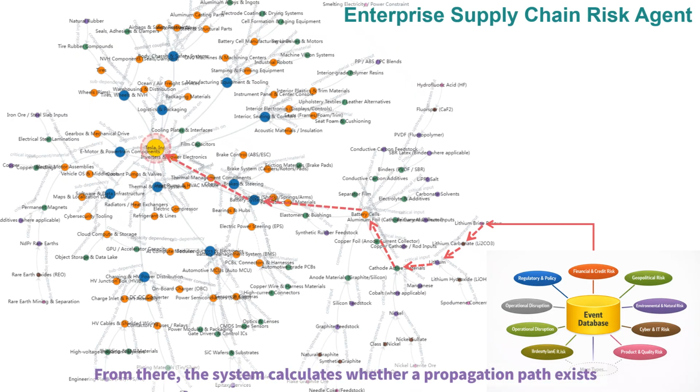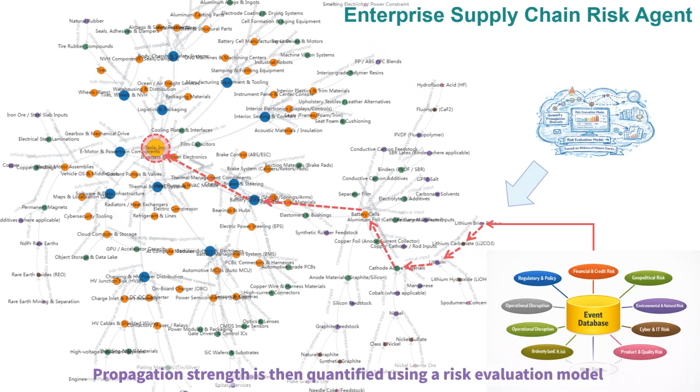From there, the system calculates whether a propagation path exists through layered product dependencies all the way to your enterprise. Propagation strength is then quantified using a risk evaluation model trained on millions of historical corporate events and their real-world impacts over the past decade.